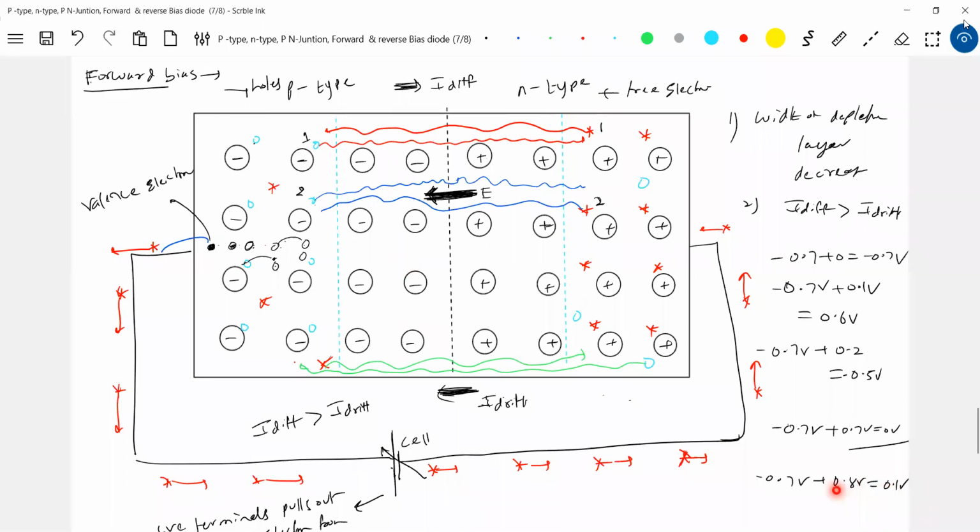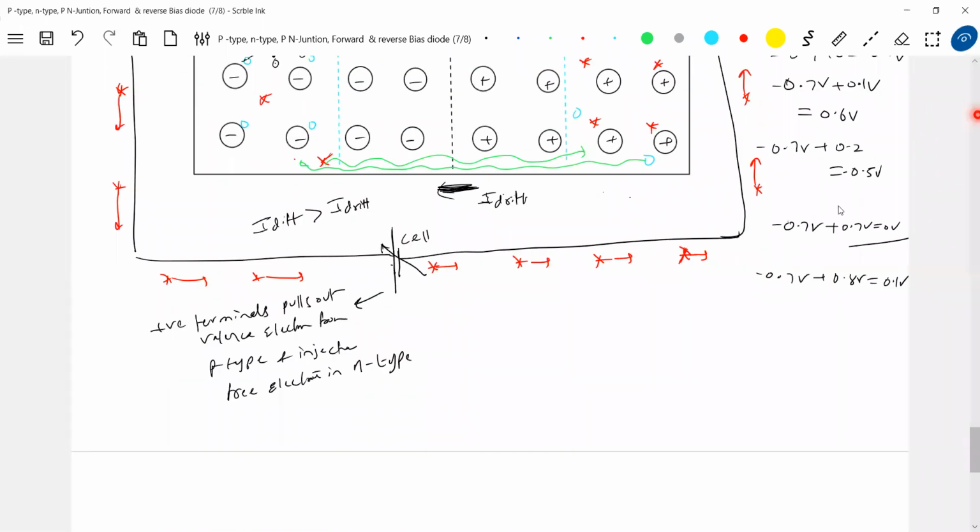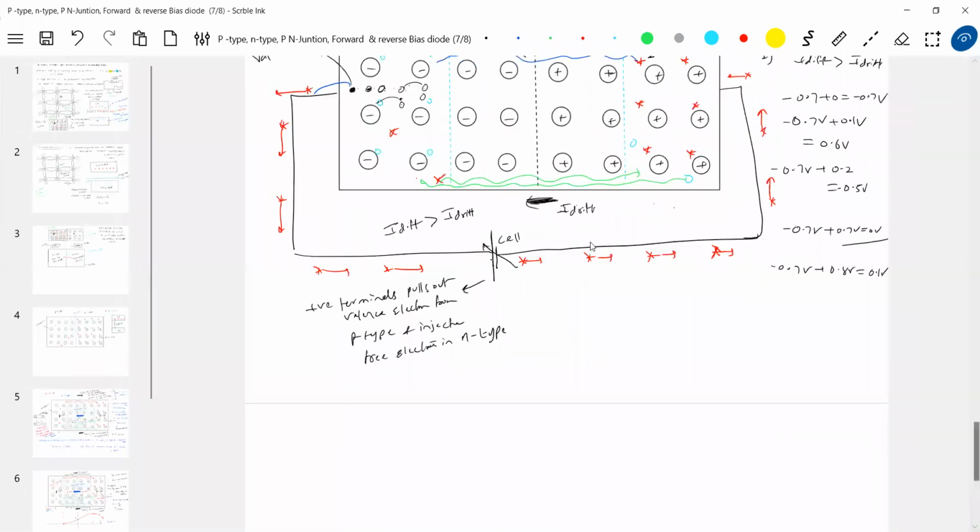When the bias voltage is more than the barrier potential, as you increase the bias, the barrier potential decreases. As the barrier potential decreases, the opposition to the flow of majority carriers decreases, so more majority carriers will pass through. As the barrier potential decreases, the number of covalent bonds breaking up in the depletion region decreases, so the drift current decreases.